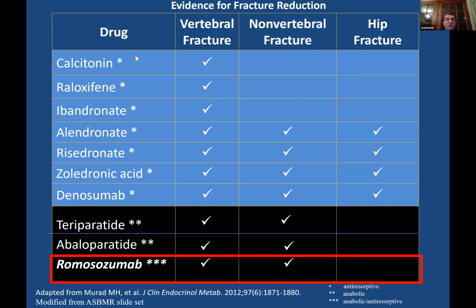I'm going to skip calcitonin because it probably doesn't do hardly anything. I won't talk about raloxifene and estrogen, although they are drugs which decrease bone loss and prevent fractures. I'll talk about the bisphosphonates, which decrease bone resorption, denosumab or Prolia, which decreases bone resorption, teriparatide and abaloparatide, which increase bone formation, and then the newest drug, romosozumab, which both increases bone formation and decreases bone resorption.